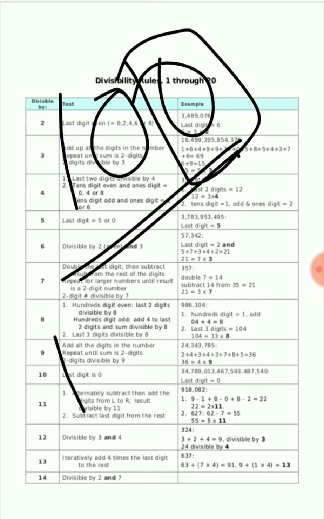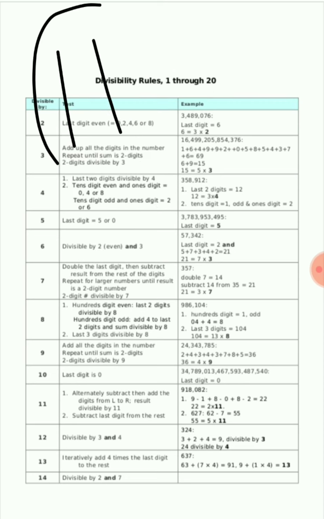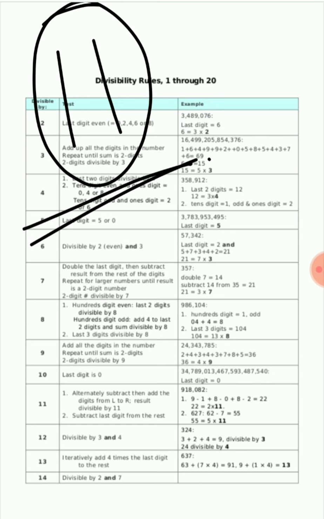Now we will check the divisibility rule by 11. How can we understand if a given number is divisible by 11 or not? There are several methods to check it. Let's take an example. Suppose the number is 121.